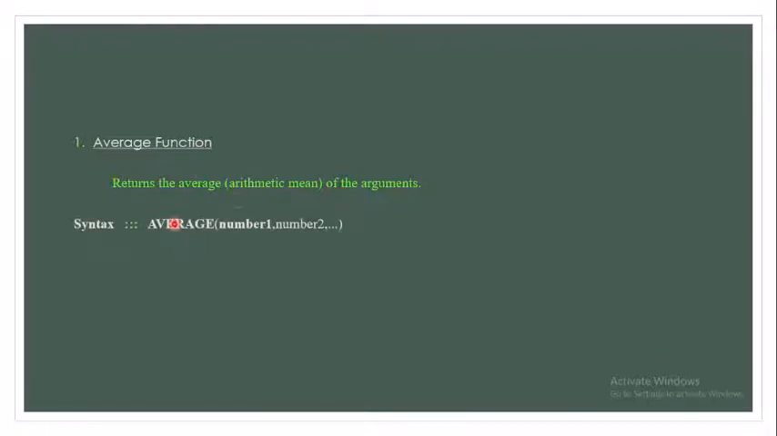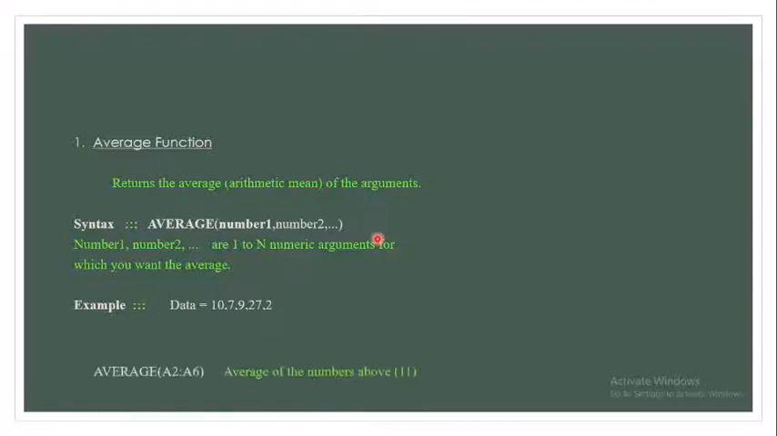Now the syntax is very simple. AVERAGE, and in brackets you can write number 1, number 2, number 3, etc., or you can give the range also, so that range is not specified over here. It's fine. Now we will move on to an example.